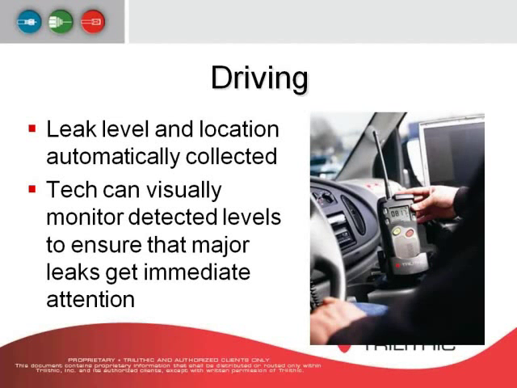So when you're driving, leak level and location is automatically collected. It's done automatically when it's properly docked. And the tech, when you're driving, can visually monitor detected levels to ensure that major leaks get immediate attention. Because, like I mentioned earlier, if there's a 20 microvolt leak, even though that's something that needs to be repaired, it's not going to be as much of an emergent issue as if it was a 1,000 microvolt leak.